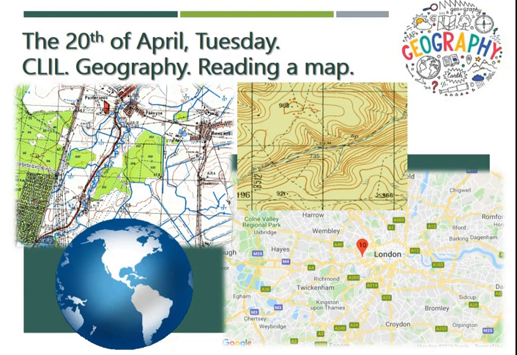Let's start. Open your copybooks and write down the date. Today is the 20th of April, Tuesday. CLIL Geography: Reading a map. Do you know what a map is?